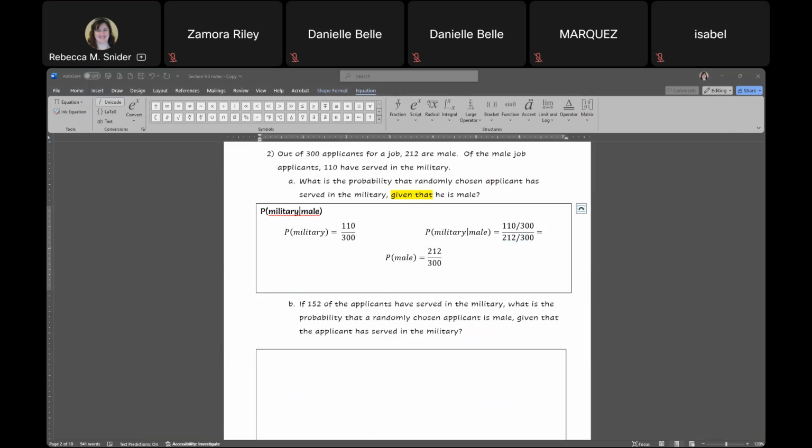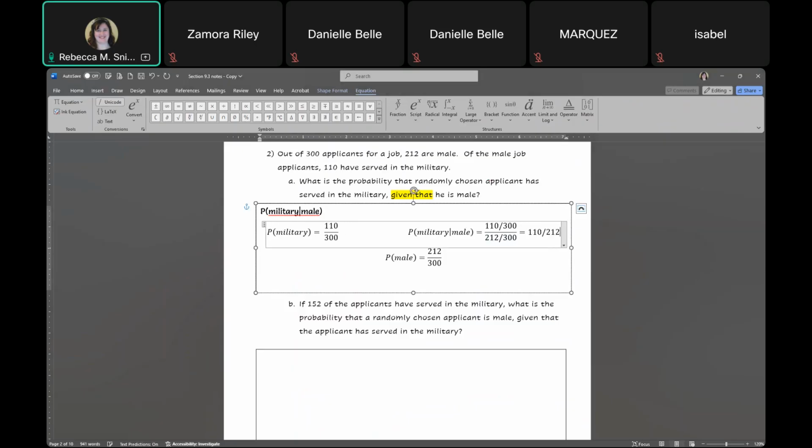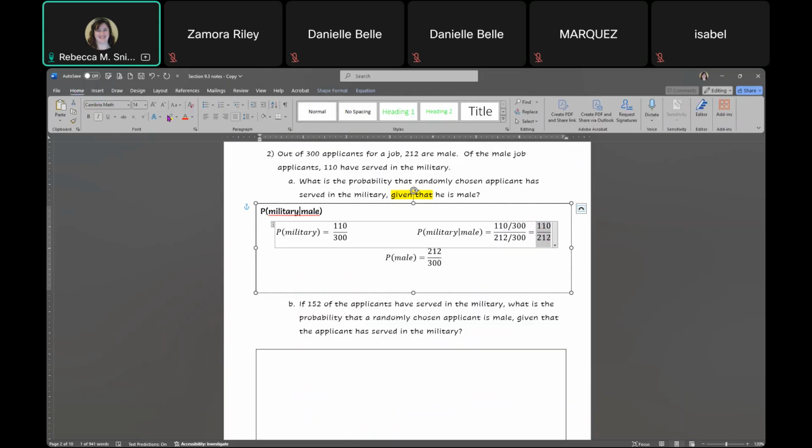And so here we can simply cancel out our denominator terms, which means we're stuck with 110 over 212 to be our fraction. And then again, like before, you would reduce your fraction all the way down or just simply give me its decimal answer to be the result. But this result right here was what we were looking for. So that would be the answer for your probability that your applicant served in the military, given that he was male.